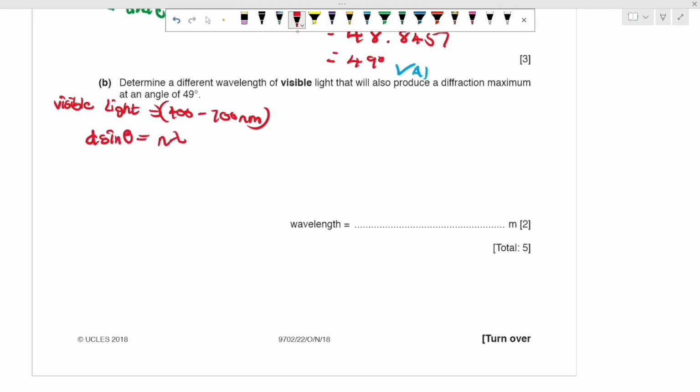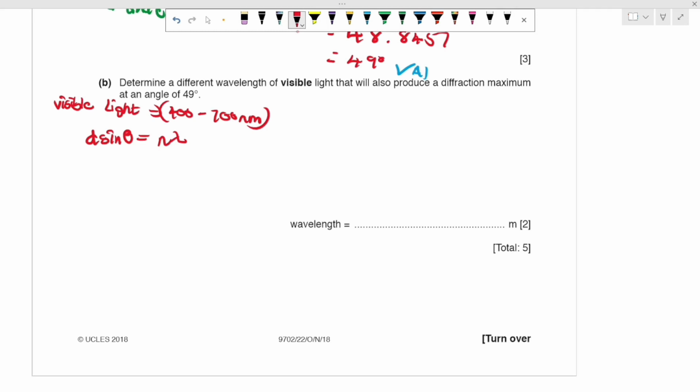like I've said, for this one I did n of 2. So in this case, I can do trial and error and say, if I have an n of 3 for this specific wave, what would be the value of lambda? Or if n is 1, n of 3. If you do it for 1, you're going to get a very big answer, which will not fit 400 to 700.